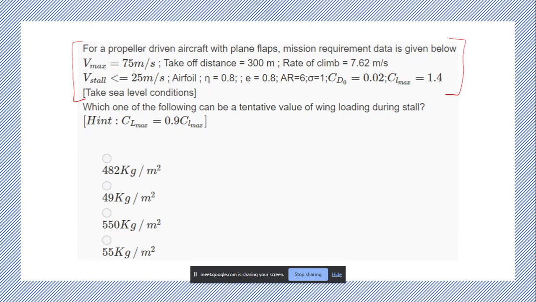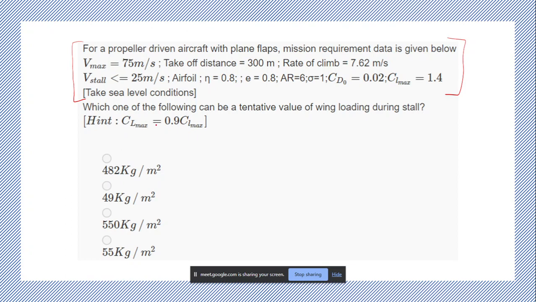The airfoil characteristics. You have the efficiency factor, that is 0.8. That's the propeller efficiency factor. You have the Oswald's efficiency factor, 0.8. Aspect ratio 6. Sigma 1. CD naught is 0.02. CL max is 1.4. First question is, which of the following can be a tentative value of wing loading during stall? Now notice here that they've given you small l. Small l is for 2D airfoil. You need to convert it to a 3D airfoil. They've given you a hint here. So we'll proceed with this value.